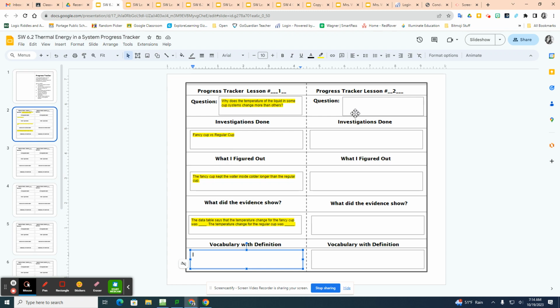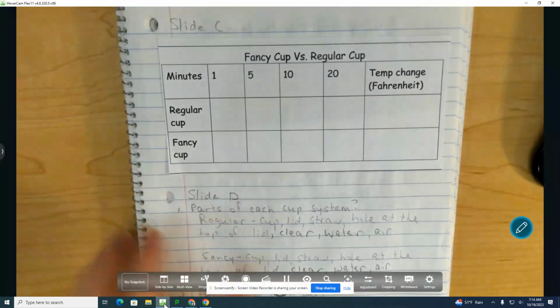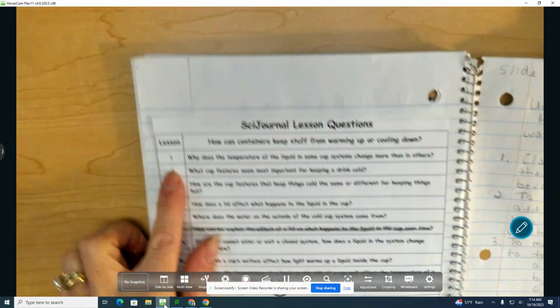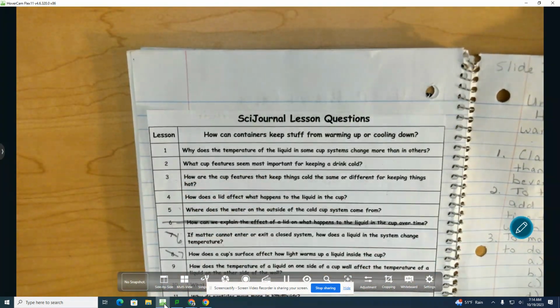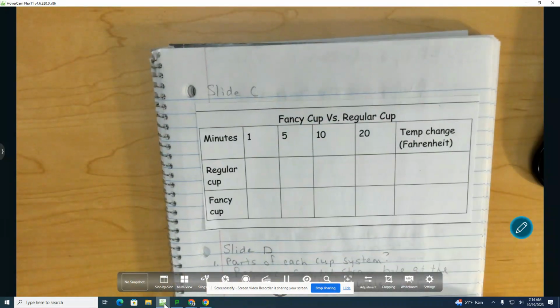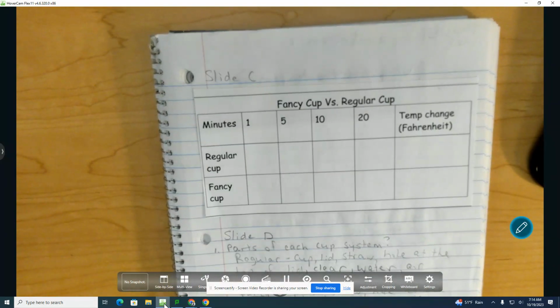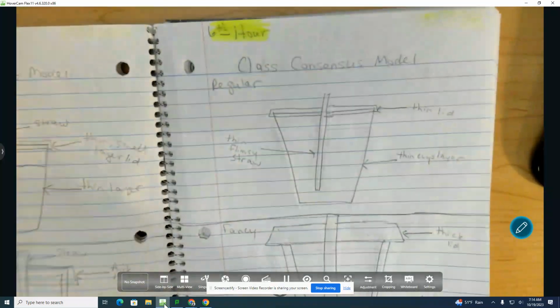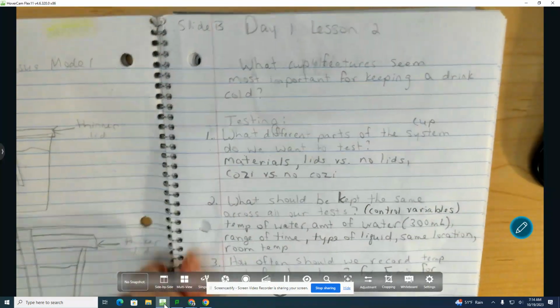But you will do this for all of the other lessons. You're just going to keep going back to your notebook, finding the question for that particular lesson. And then what did we find out? What were the features? Because this is the one about the features of the cup that kept our water cold.